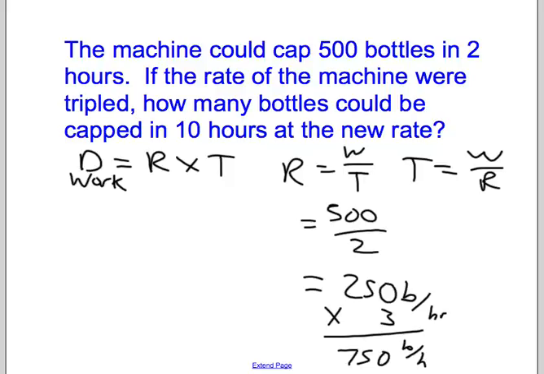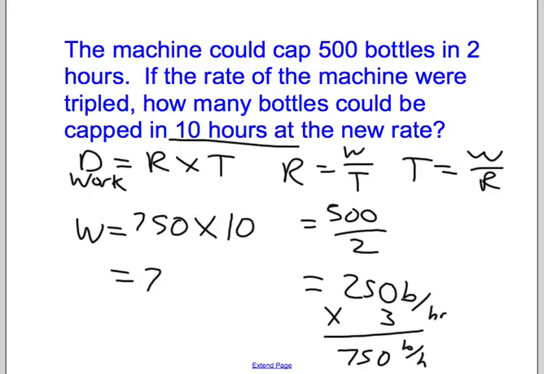Then, how many bottles could be capped? That's not a time we're looking for, is it? We're looking for the amount of work that can be done, or the distance idea here. So we're going to take the rate, which is 750 per hour, times the number of hours that they're doing this, 10, and you get 7,500 as you should. Bottles.